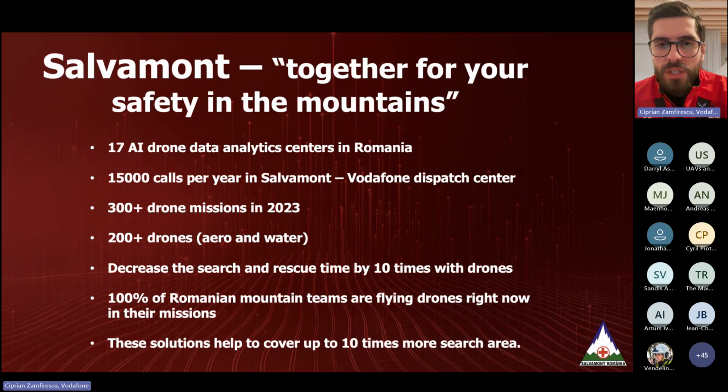Other information regarding drones. We started a very nice project 2 years ago, developing software using AI that is able to detect missing people and clues in pictures. We have scaled up this project and now have 17 AI drone data analytics centers in Romania. So basically, we are the only country in Europe with full coverage of drones with AI. In our dispatch center, 24/7, we have more than 15,000 calls per year, which develop into more than 7,000 missions in the field. Last year, we had 300 drone missions in all of the places.